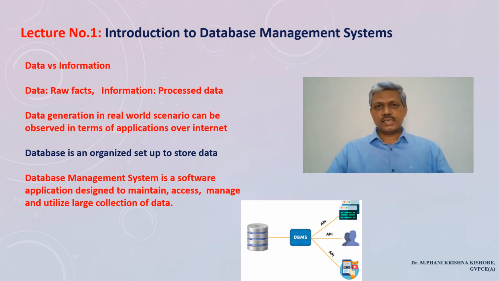Now, since data is generated from multiple sources in multiple formats, we should have a mechanism and we should have a plan to store the data. The way in which we store the data is dictated by a particular model. We need to identify a suitable model to store the data first, and we need a suitable mechanism also. So the database refers to an organized setup to store the data.